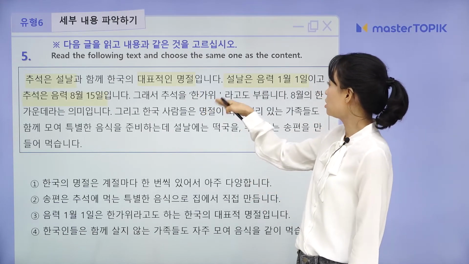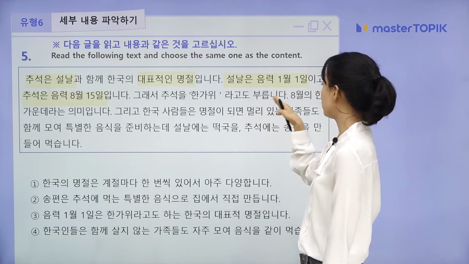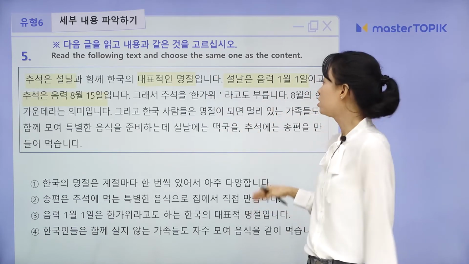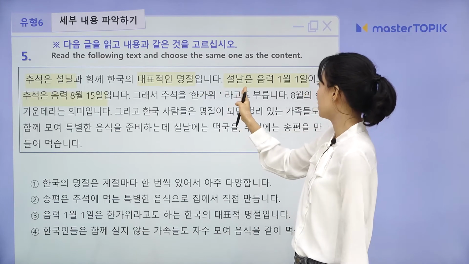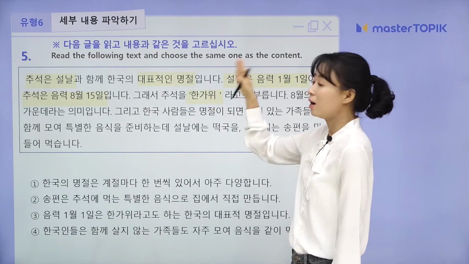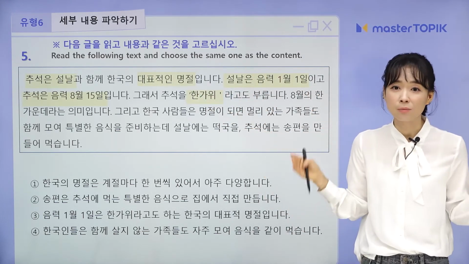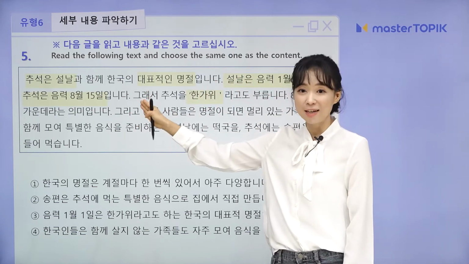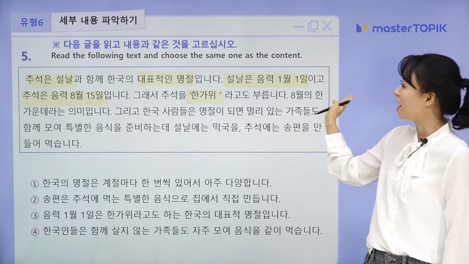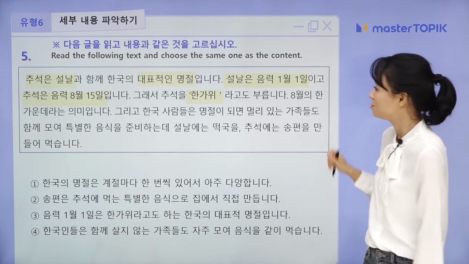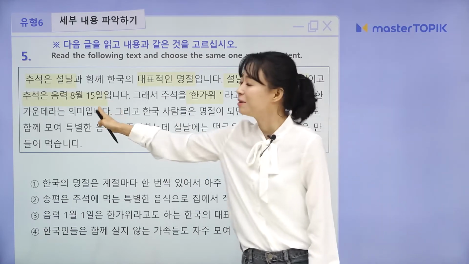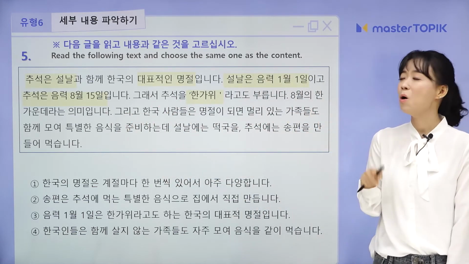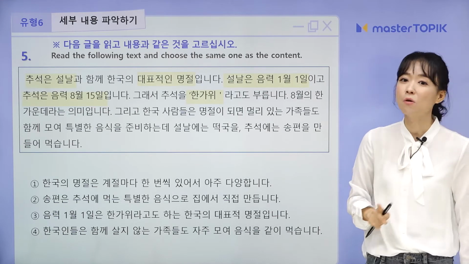그래서 추석을 한가위라고도 부릅니다. So, 부르다, we call 추석 as 한가위. So, 한가위. What is 한가위? 8월의 한가운데라는 의미입니다. 8월, August, 한가운데, middle. So, middle of August. 의미, meaning. So, it means middle of August. Oh, 한가위 means middle of August.